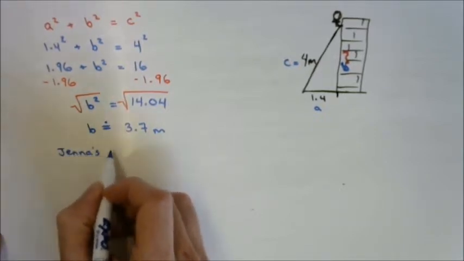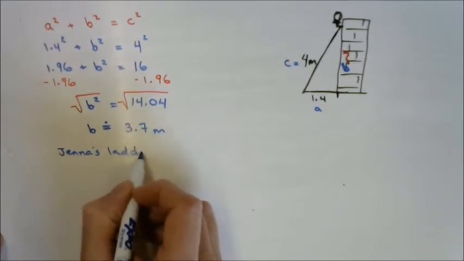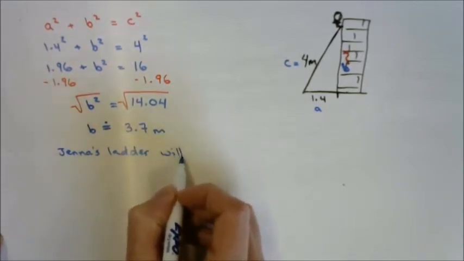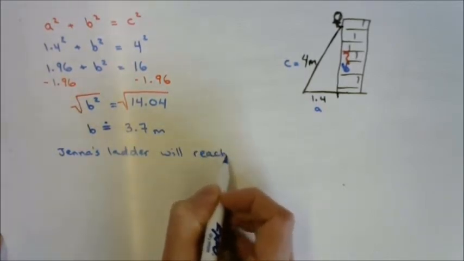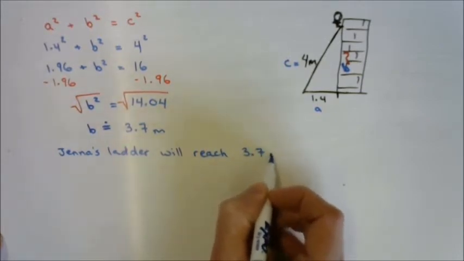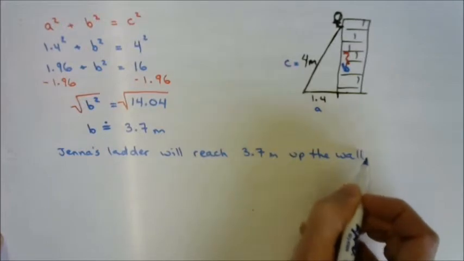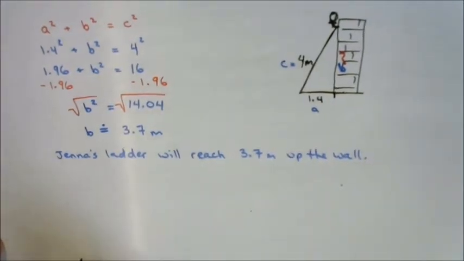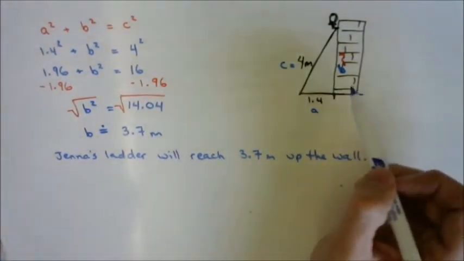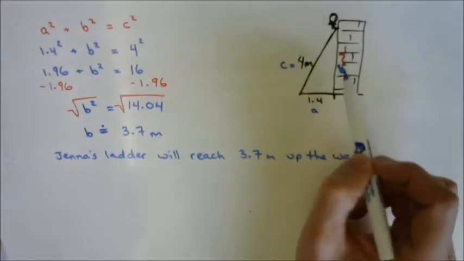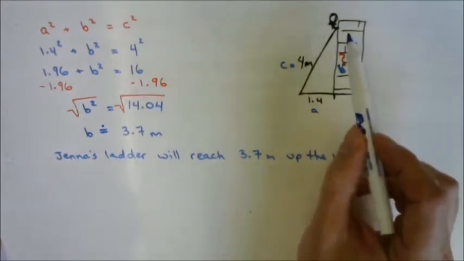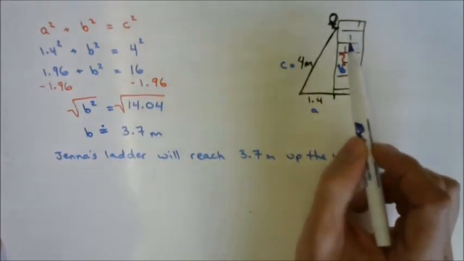Jenna's ladder will reach 3.7 meters up the wall. If you're not sure what your final sentence should say or what it should be talking about, just take a quick look at your diagram again. This is the length that we were looking for. It's the height of the ladder, how far it stretches up the wall.